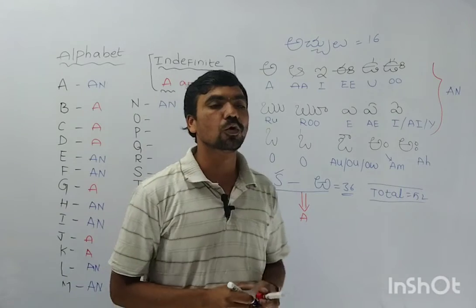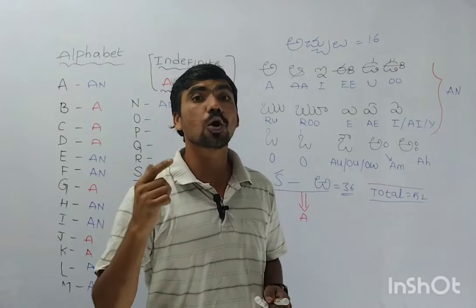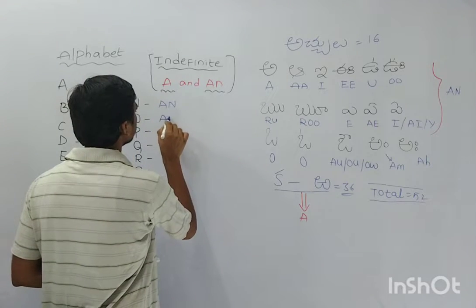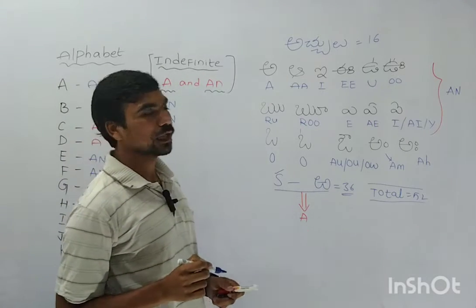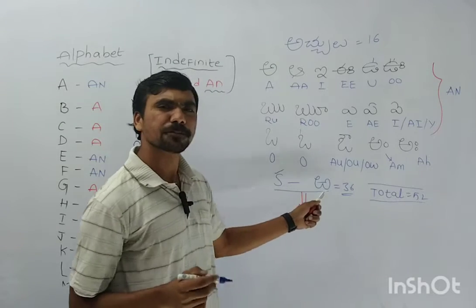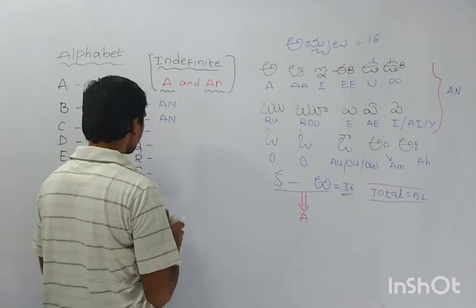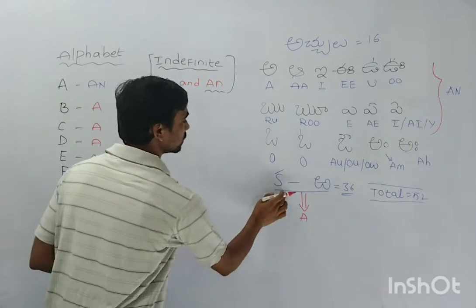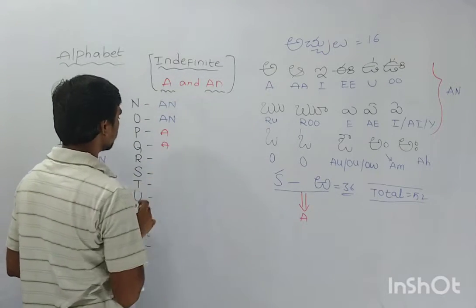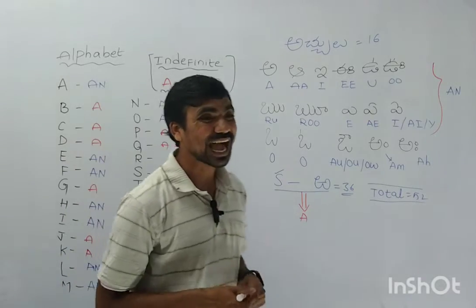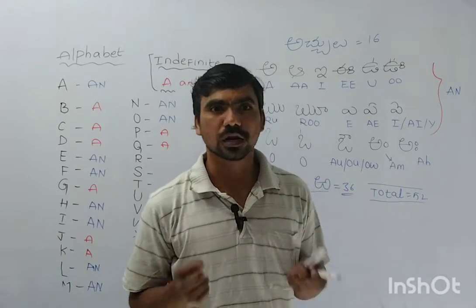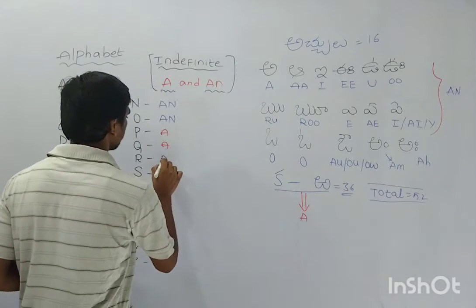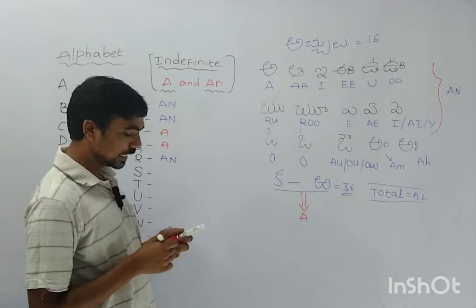O, not "yo." Just call it O. How is the sound? O. So that "an." Then P. P is the sound from here to there. You can write simply A. Then Q. Q also comes from here to there, so simply A. R, not "yar." Don't say "yar." The sound should be R. So "an." Right. Then S.